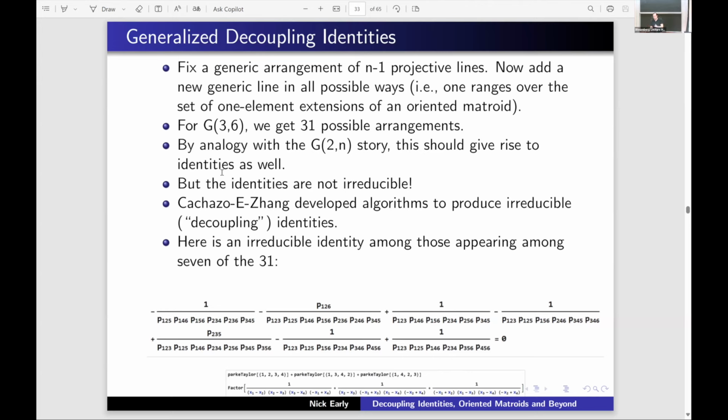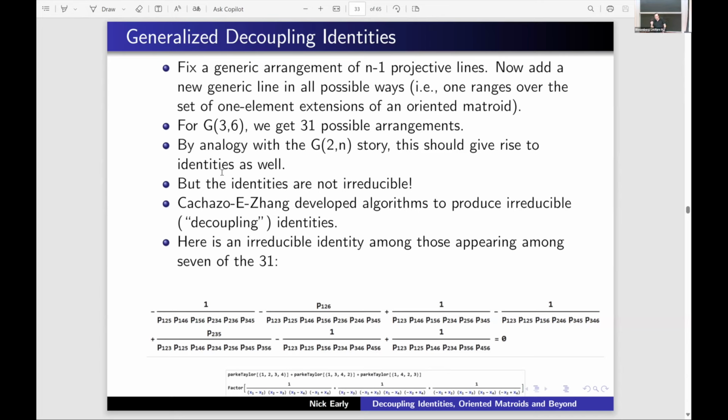So by analogy with the X(2,n) story, this should give rise to some decoupling-like identities as well. In this case, not all of the identities are irreducible. If you take a U(1) decoupling, you have n-1 summands, and there is no sub-identity among those summands. In this case, the set of 31 guys that you see there satisfies some sub-identities.